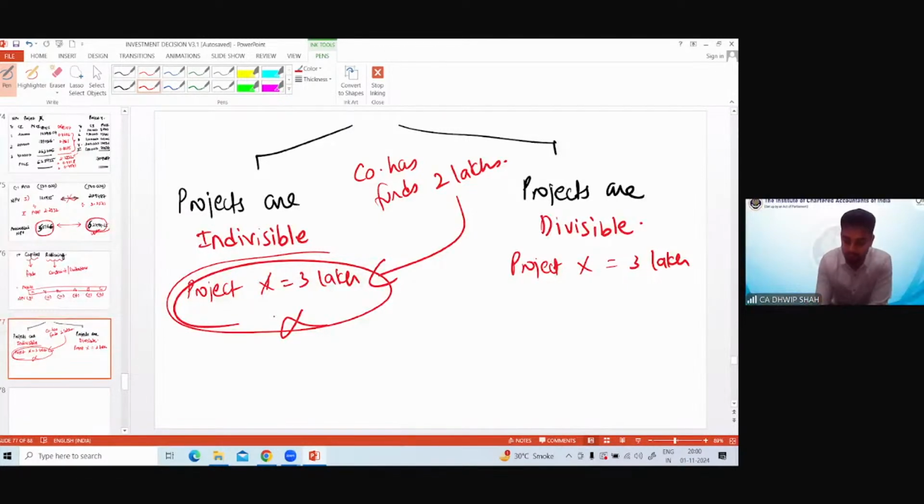But divisible means part is possible. If you have 2 lakhs, then take 2/3 of the project. Invest only 2 lakh instead of 3 lakhs. Don't take the entire project, take 2/3 of the project. This is what divisible means. Understood, everyone? Indivisible means if you want to take the project, take it entirely or don't take it. Either or. Here, under divisible, you can take proportionately. Are you following? Any questions here?